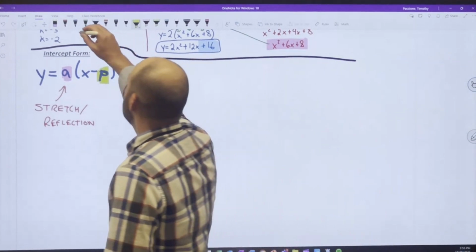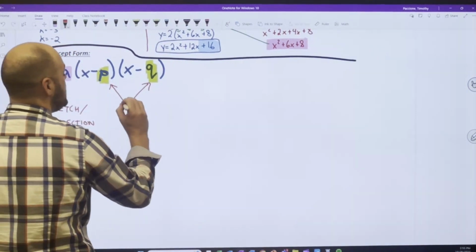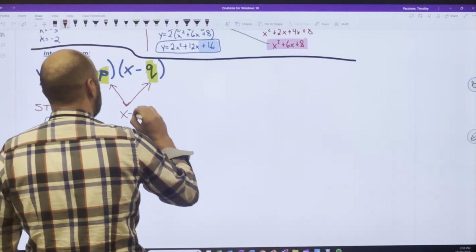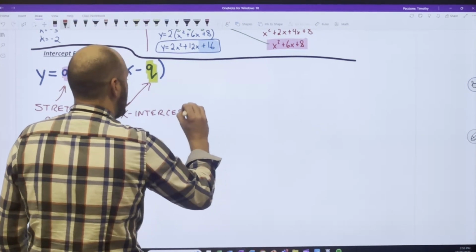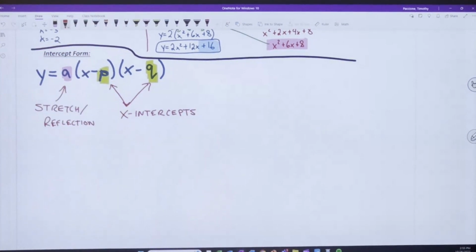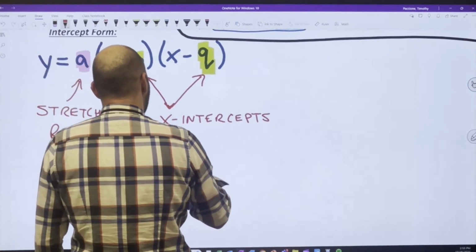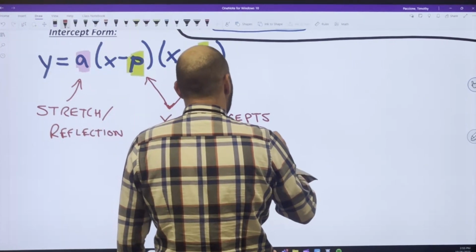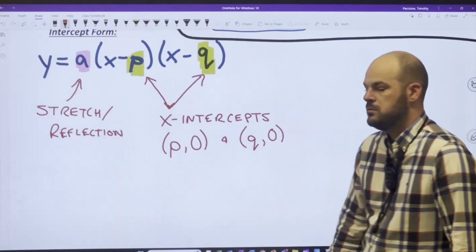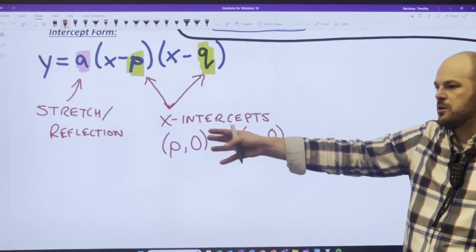Let's lock back in here. All right, so our P and our Q, do any of you remember what we said these are? They are x-intercepts. Okay? And what's really important to realize here is that if it's x minus p and x minus q, my x-intercepts are (p, 0) and (q, 0). Does it matter if it's in order? It doesn't matter which one you call p and which one you call q.